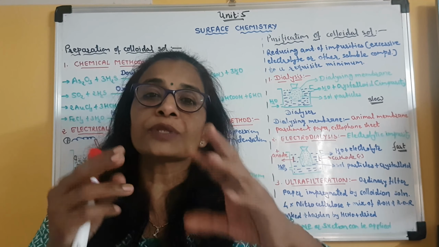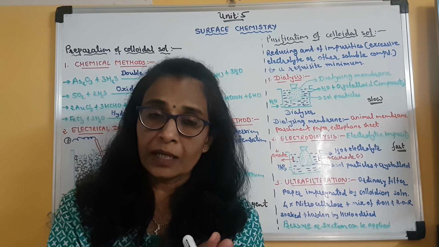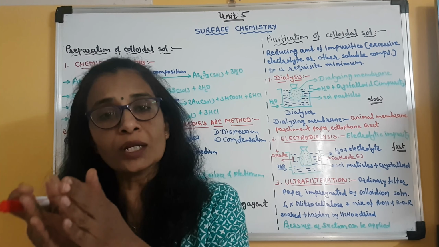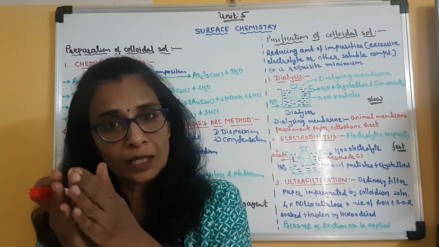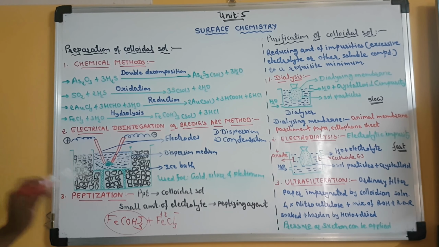Peptization is the process of converting freshly prepared precipitates, by addition of a small amount of suitable electrolyte, into colloidal size particles. That process is known as peptization, and the electrolyte is known as the peptizing agent. So these are 3 important techniques which are used to prepare lyophobic sols. All of them are very important.